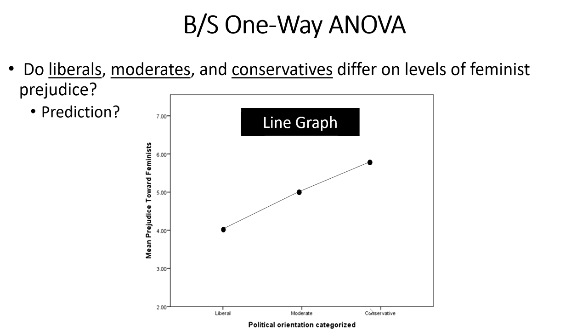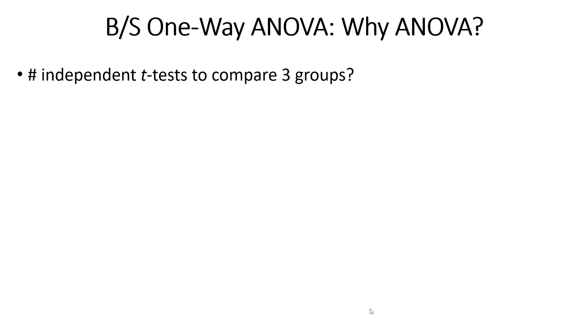Now, we're going to conduct a between subjects ANOVA to examine the differences between these three different groups. But it is totally feasible to conduct a series of independent samples t-tests to compare these three groups. So how many independent samples t-tests would we need to conduct to compare all three groups here?